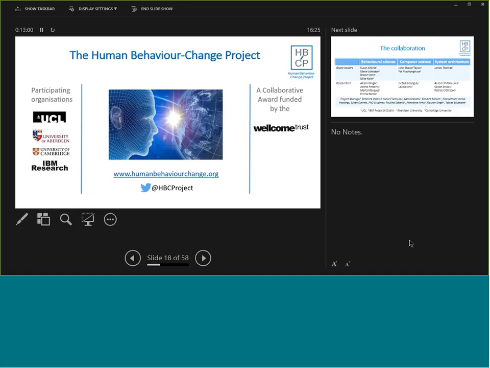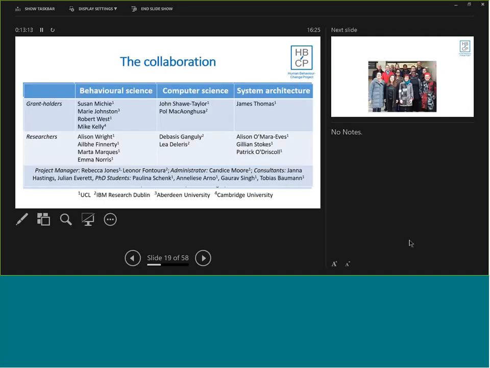Our website, if you would like to sign on to it, and I should say that the website will be dramatically updated and changed within the next month, but do sign up for letters and alerts. So these are the people. On the left-hand column, you see at the top the 4 behavioural science grant holders and the behavioural science researchers. The second column are our computer science team. Third column, our system architecture team. And at the foot, you'll see our project managers, administrator, and also consultants and PhD students.